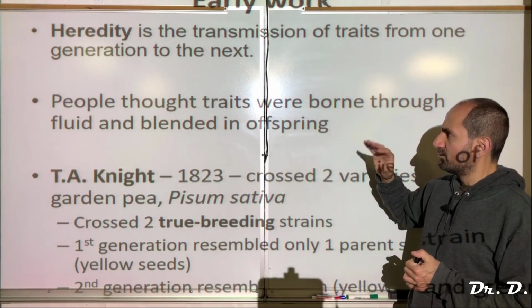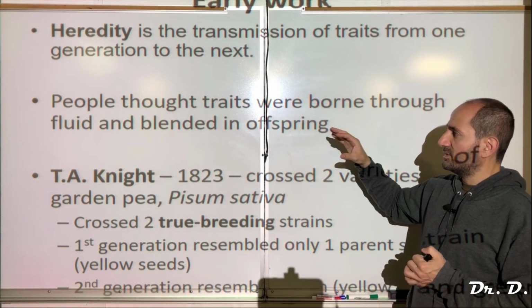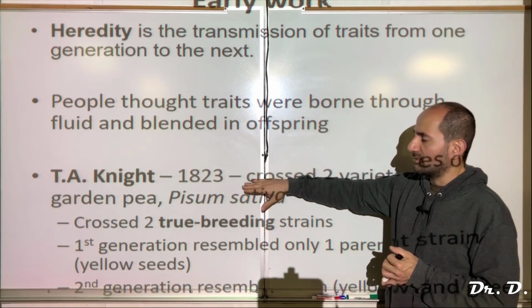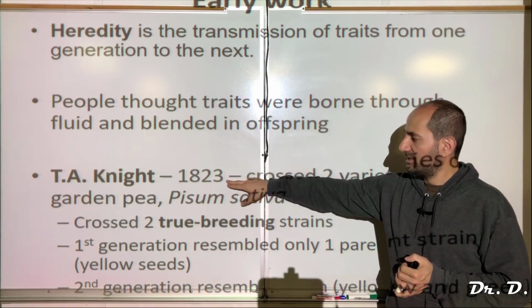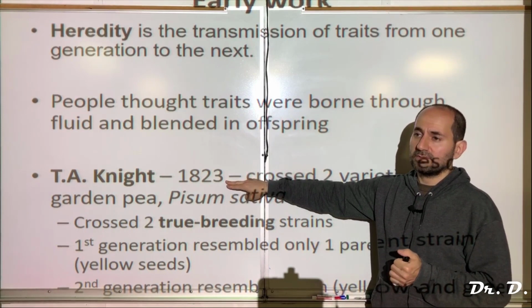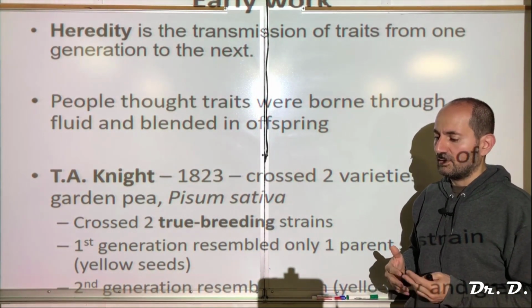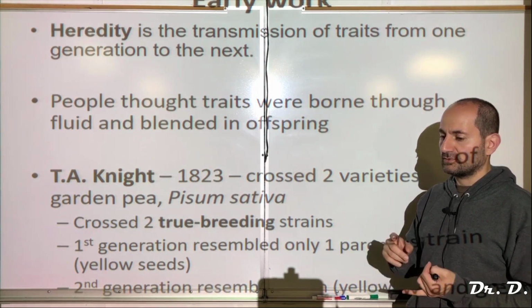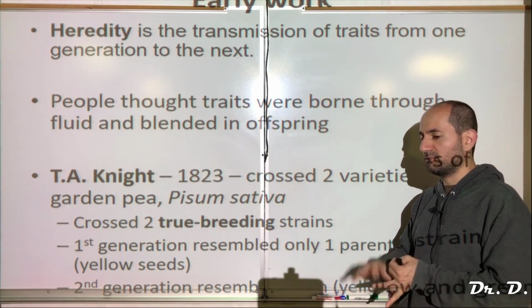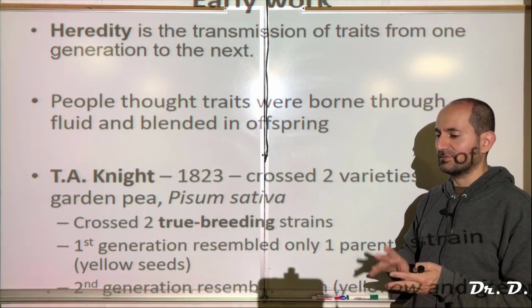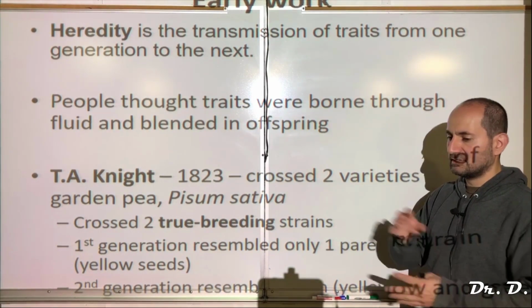So before we really go into heredity much, I need to tell you a little bit about the background. Before the 1800s, we really didn't understand how heredity worked very well. We didn't know why you had certain features, why you had brown hair, certain people had blonde hair, why you have brown eyes, other people had blue eyes. We really didn't know how it worked.